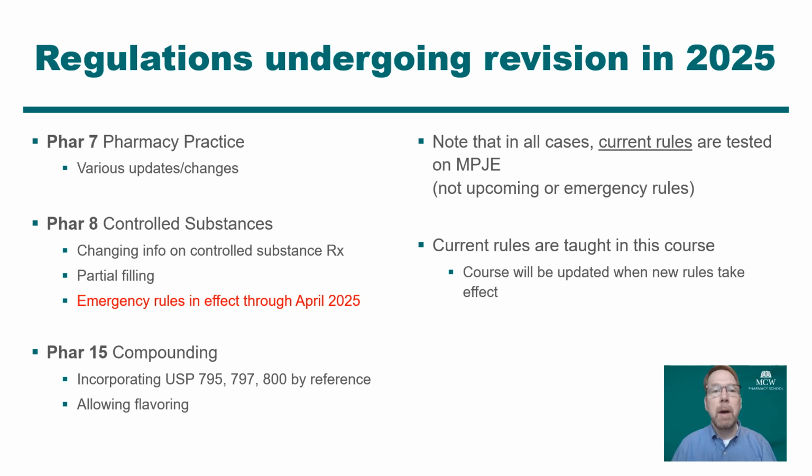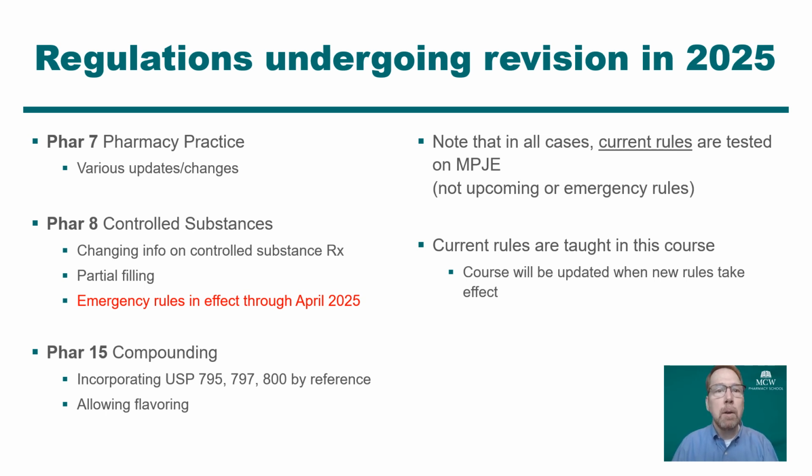In 2025, we expect revisions to several chapters by the Pharmacy Examining Board. FAR 7, the Pharmacy Practice chapter, will have some updates to many different parts of its regulations. FAR 8, Controlled Substances, will have some updates to changing information on controlled substance prescriptions, partial filling, and a couple other things. Emergency rules are in place to this effect through April 2025, and the permanent regulations are expected to take place sometime this year.